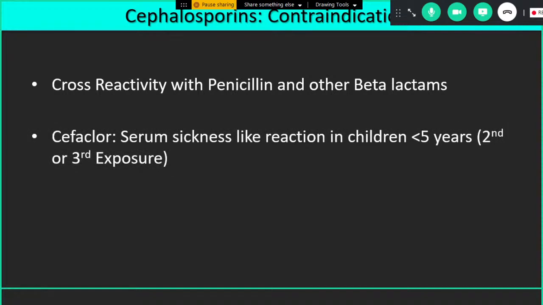There's a chance of serum sickness like illness in children less than 5 years, especially after the second, third or fourth exposure. What it means is that, like with vaccines nowadays, there's a sickness, myalgia, rashes, some sort of allergic reactions, and arthralgia. This is serum sickness like illness. It is more common with cefaclor. If it is there, then it should not be given.